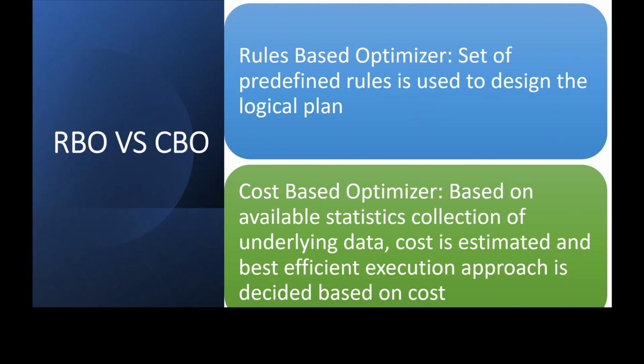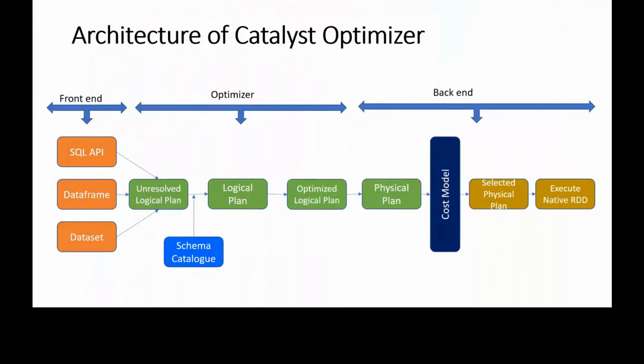Now let us understand the architecture of the catalyst optimizer. This architecture is segregated into three categories. The first one is the front end. This is where we are submitting the user code. The next phase is the optimizer. This is the major area where the catalyst optimizer is contributing, playing a key role. And finally, once the best plan is created, it would be submitted to the executor for execution in the backend. That is the last stage. Now let us understand one by one.